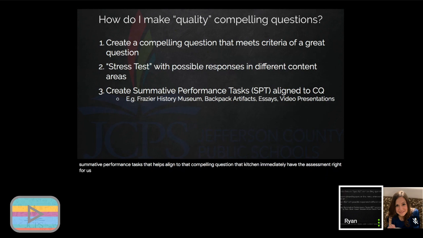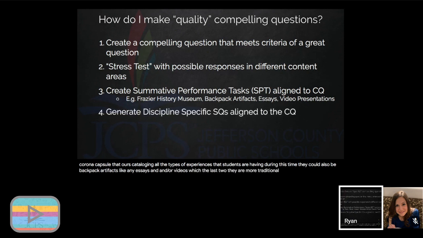For us, we're going to show you some examples here that we've used, actually the Fraser History Museum that's developed the Corona capsule that is cataloging all the types of experiences that students are having during this time. They could also be backpack artifacts, they could be essays and/or videos, which the last two there are more traditional.